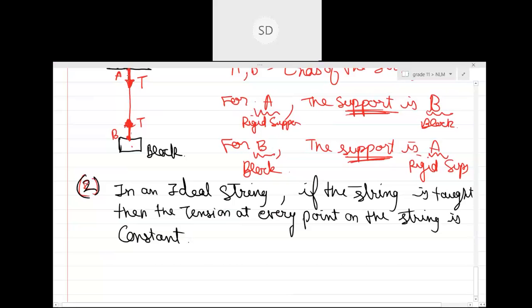We are not concerned with the points in between A and B. We are just interested in the ends A and B. Can you see over here the tension at A and the tension at B? I have taken them as equal. The tension at A and the tension at B are both equal to T. Otherwise, if they had been different, I would have taken them as T1 and T2. Yes or no, guys?